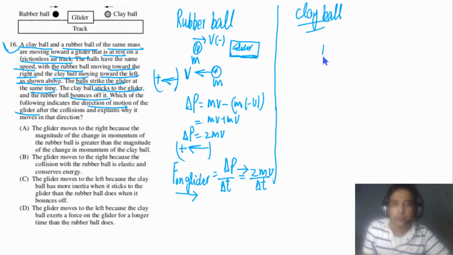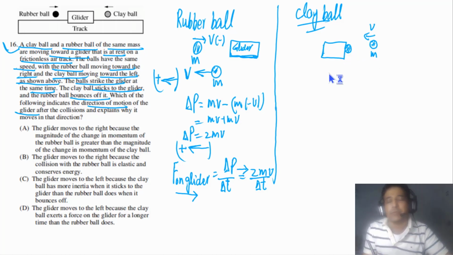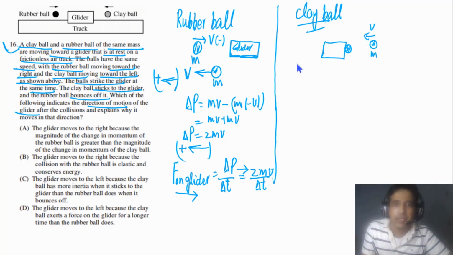For the clay ball, we have the glider here, and the ball is moving to the left. So the ball has mass m and velocity v. In this case, the ball is moving to the left. As this ball is moving to the left, we can take the same direction as positive. So we take to the left also as positive for this one.